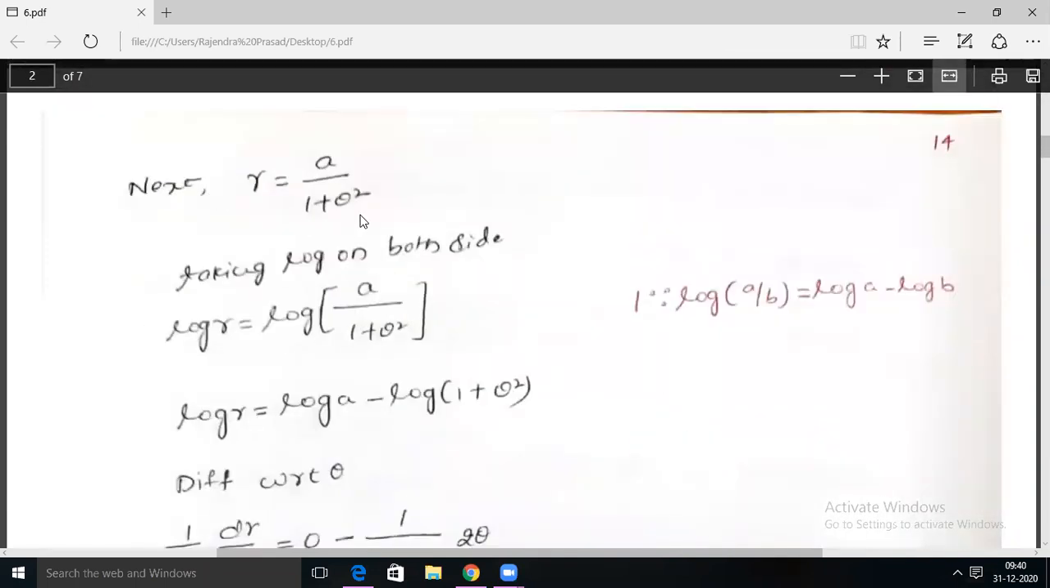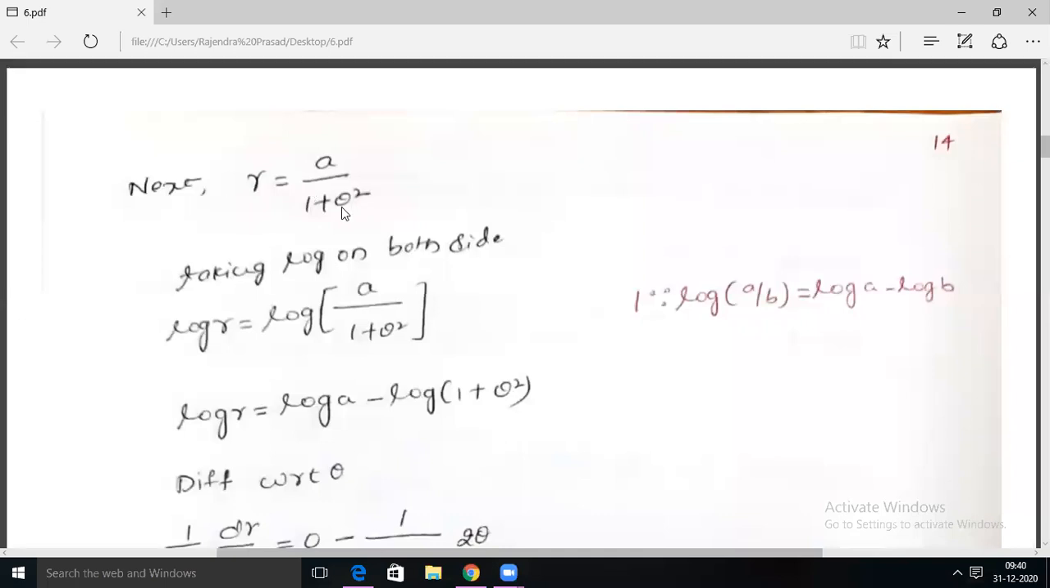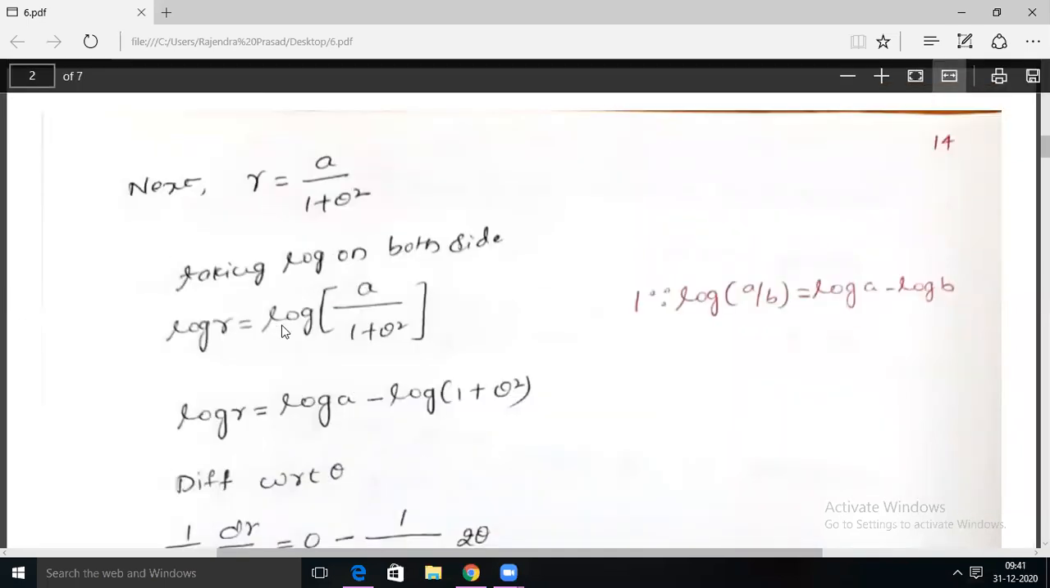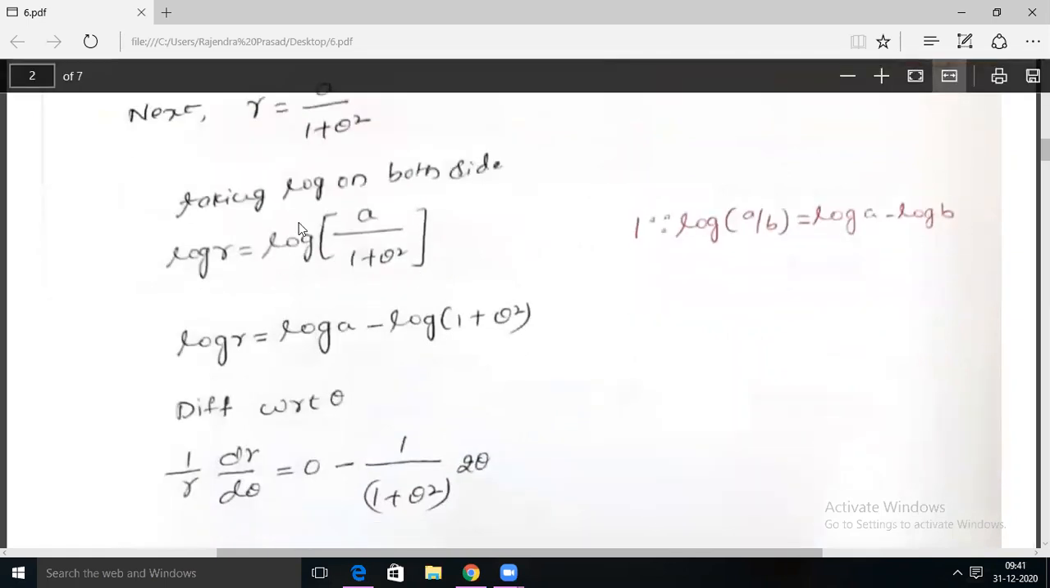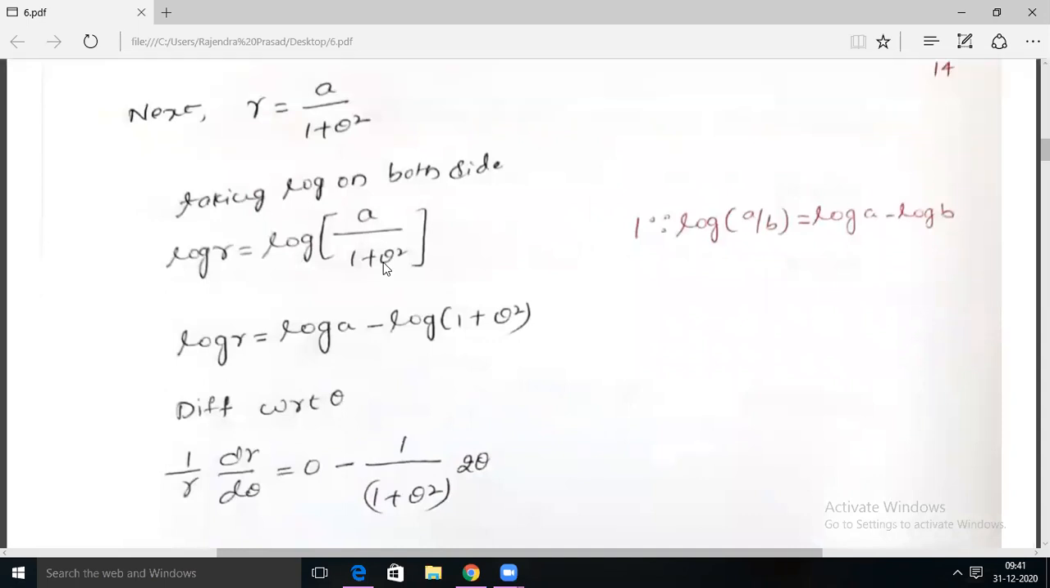r is equal to a upon 1 plus theta square. The same procedure we have to follow, taking log on both sides. Log r is equal to log of a by b, and log of a by b is equal to log a minus log b. In place of a we have a, in place of b we have 1 plus theta square. So obviously we get log a minus log of 1 plus theta square.